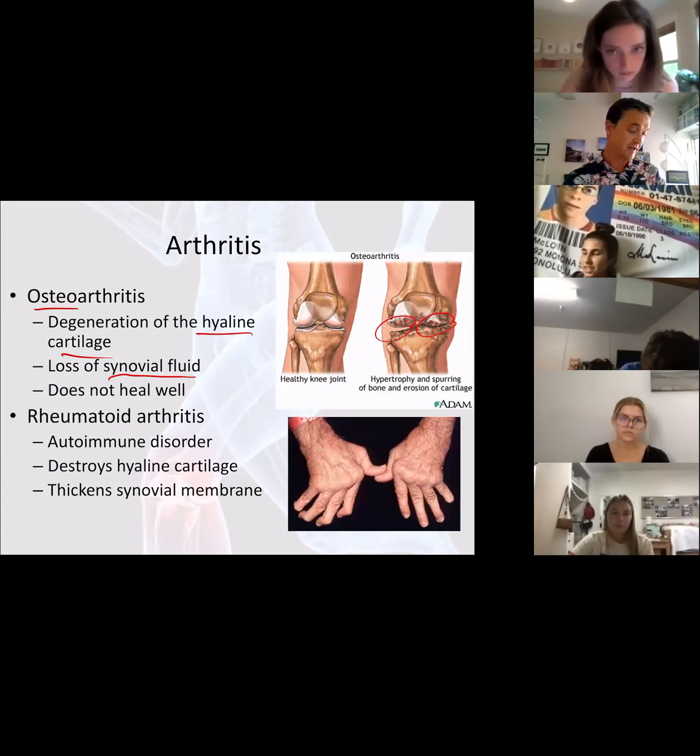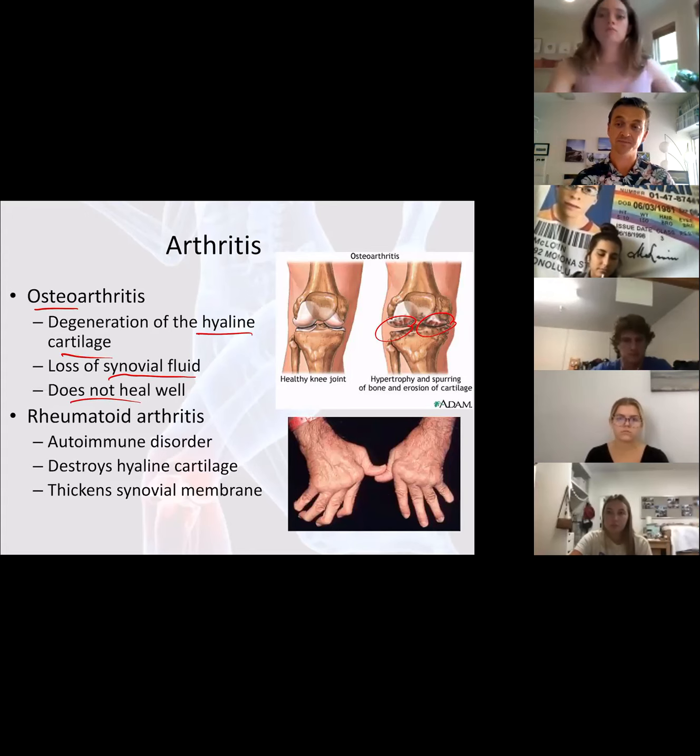Synovial fluid is also dried up, and this doesn't heal well at all, okay? Once you're moving towards osteoarthritis, there's really not a whole lot that we can do for it, except try to strengthen the joint around it, keep you moving some so you can keep producing synovial fluid, but that damage to the hyaline cartilage itself just doesn't heal well, okay?